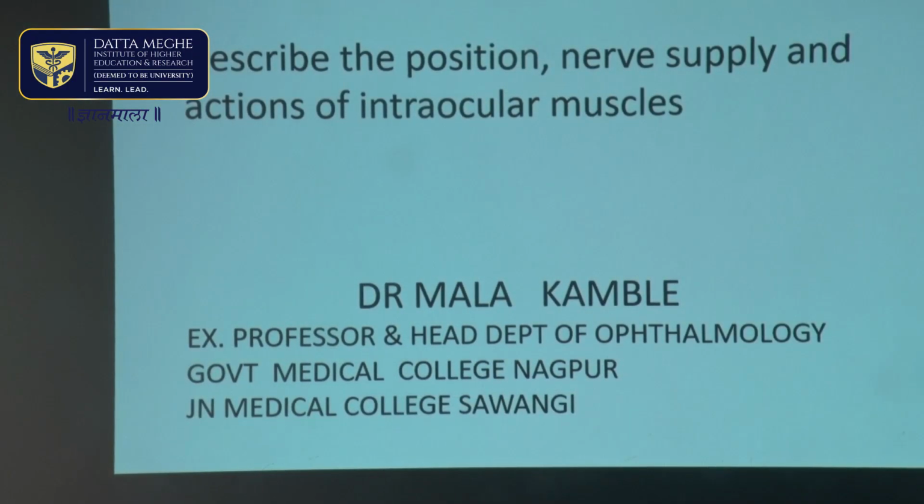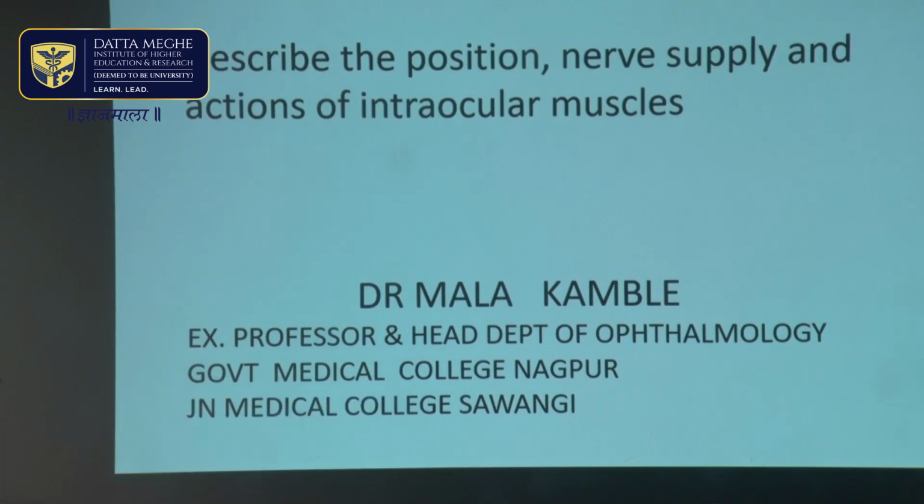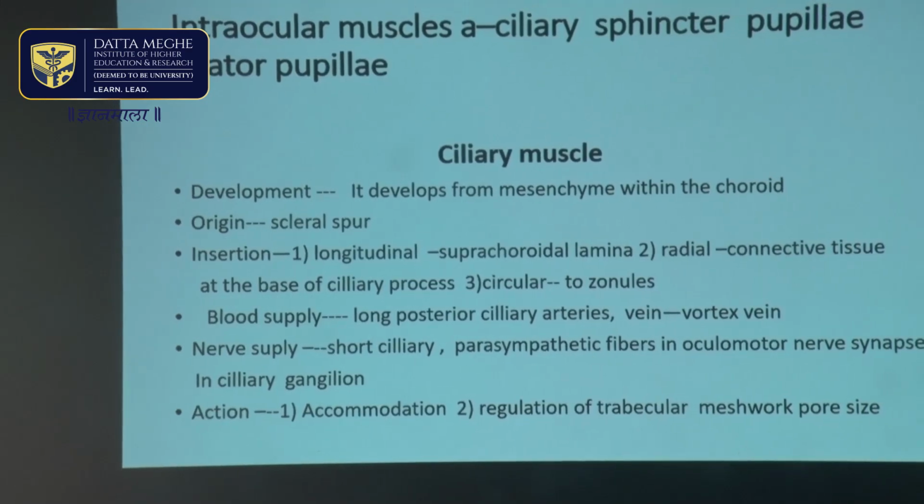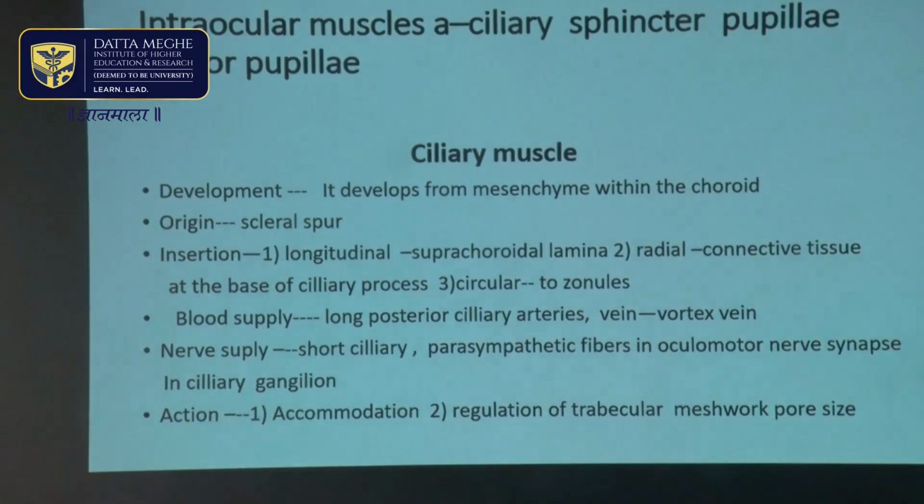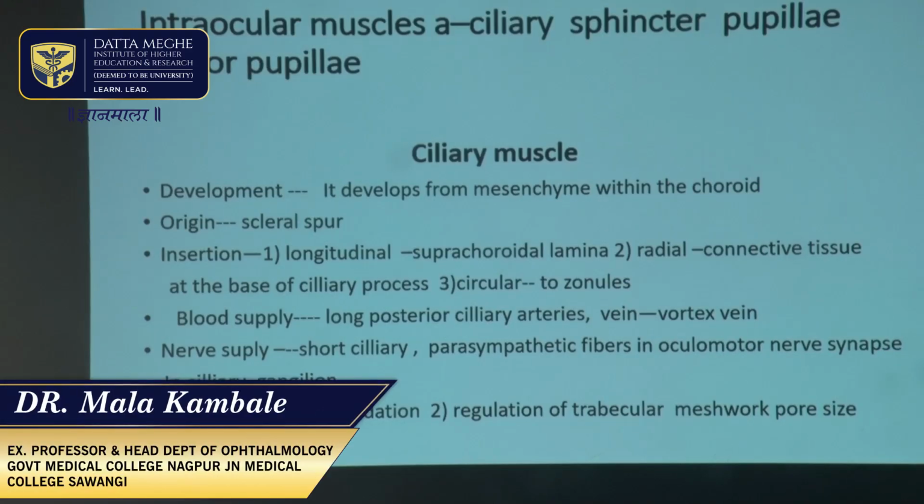Today's topic for the lecture is: describe the position, nerve supply and actions of intraocular muscles. There are 3 intraocular muscles. These are also known as intrinsic muscles. They are the ciliary muscle, sphincter pupillae muscle and dilator muscle. The ciliary muscle develops from mesenchyme within the choroid. It arises from the scleral spur.